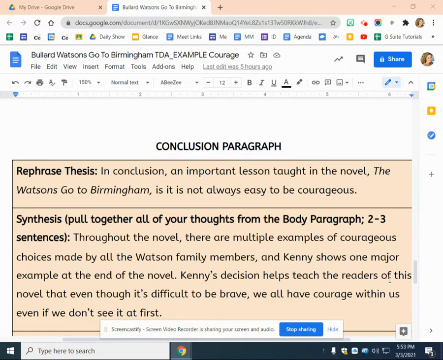Okay, you have made it to the final paragraph of your organizer for the TDA. I am very proud of you. This has been a lot of hard work. We're almost there. Just stay with me and we'll get through this together.